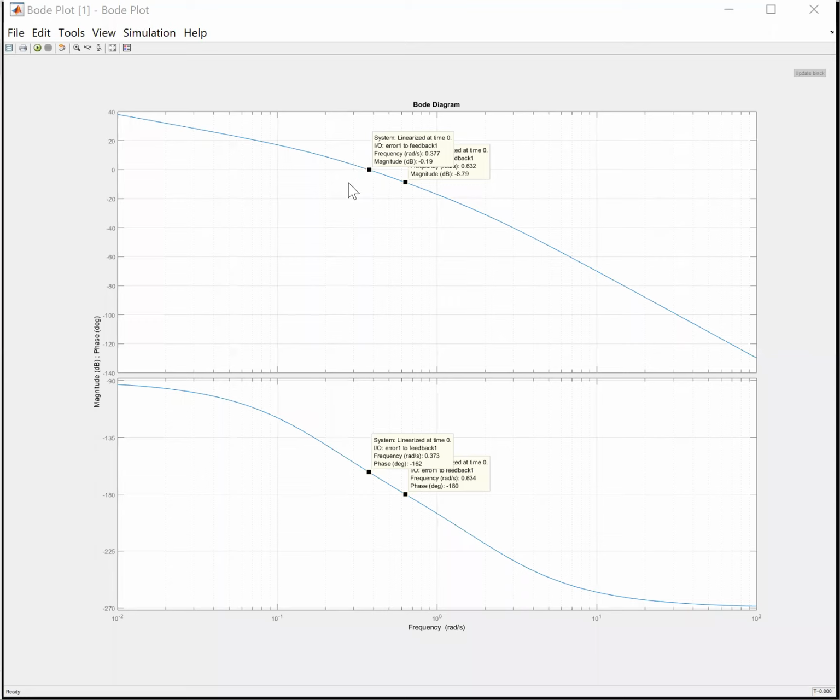And let me find this minus 140. So there's minus 140 at 0.2 radians. So I go up to the gain plot at 0.2 radians, and I see that the magnitude is 9.11 dB. Okay, so I know that my gain plot can be lowered by 9 dB. So that would be a gain of minus 9 dB. And that will give me the phase margin that I want.